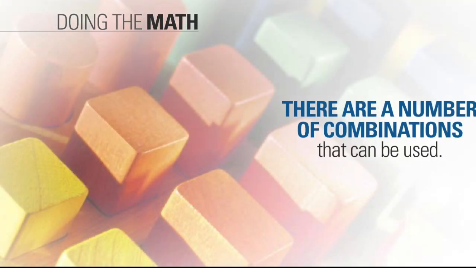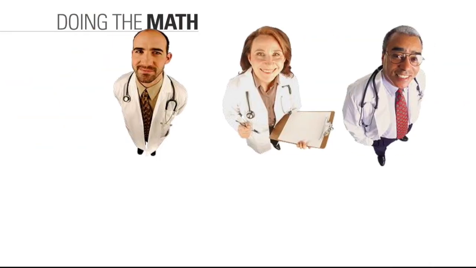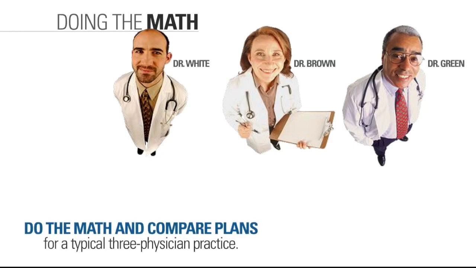As we've just seen, there are a number of different combinations of productivity measures and expense allocation methods that can be used in productivity-based compensation plans. Your income as a physician can vary widely depending on how the compensation plan is structured. Let's take a typical three-physician practice owned by Dr. White, Dr. Brown, and Dr. Green. We'll do the math using three different compensation plans and see how each doctor fares in the different plans.